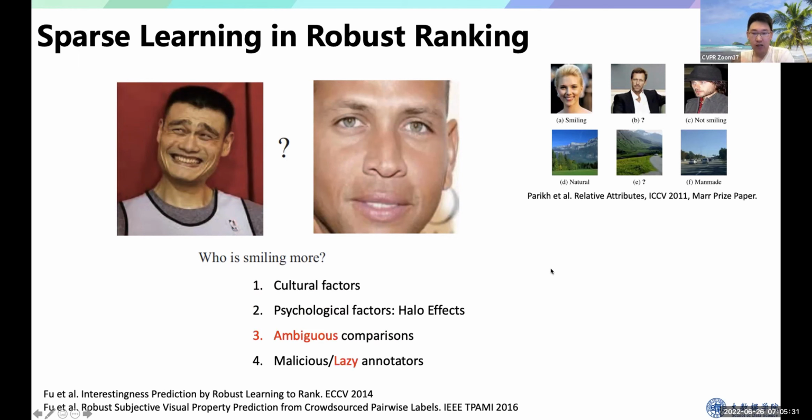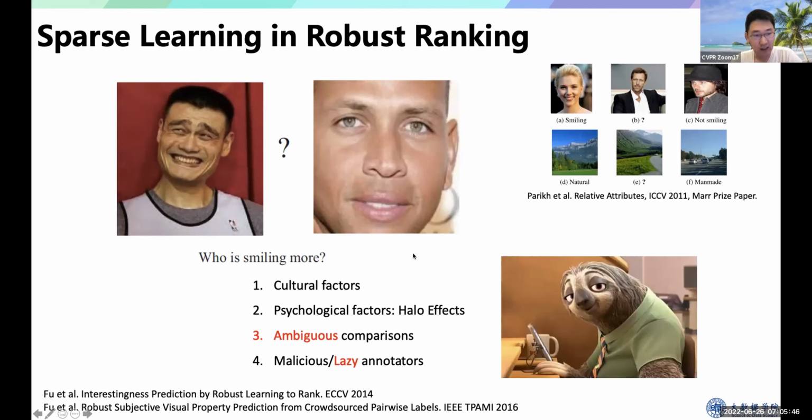So for the crowdsourcing data, even using paired comparison, this data will be very noisy due to many factors. For example, character factors, psychological factors, ambiguous comparisons, or lazy annotators. For example, I gave the figure here. Yao Ming has some special faces, and Asian people will think he's smiling, but in general, it's ambiguous. It's an ambiguous instance.